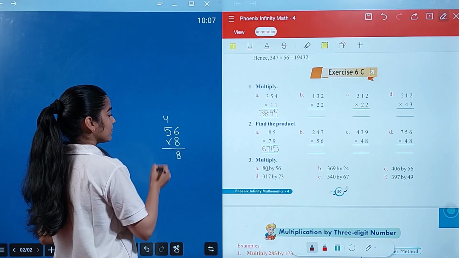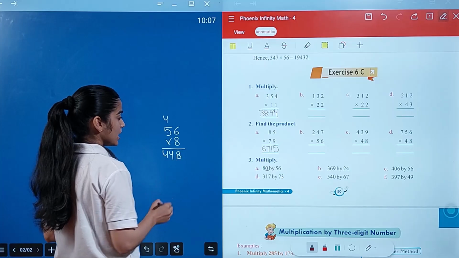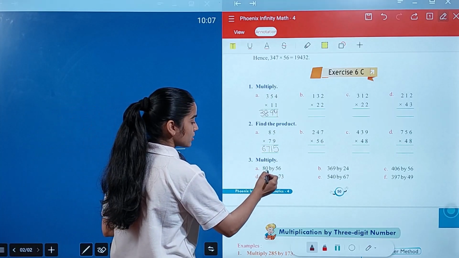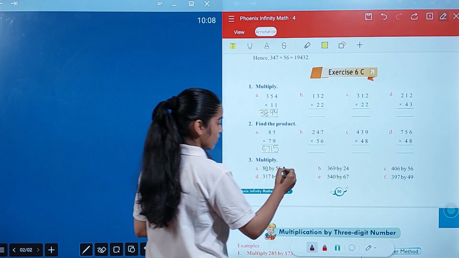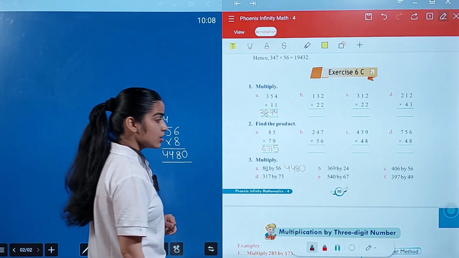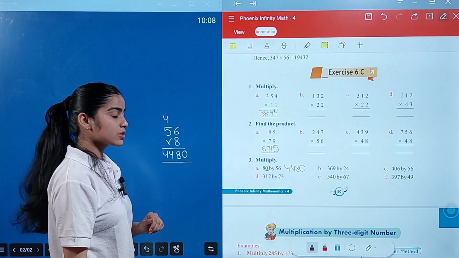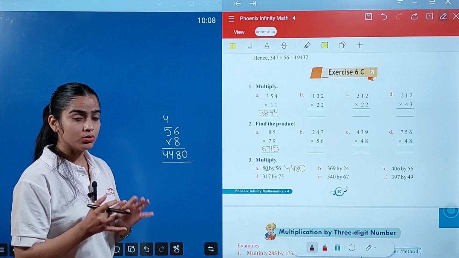8 multiplied by 5 is 40 and 40 plus 4 is 44. Then I have only the 0 here, so I just write it as it is. So this is your final answer, 4480. Okay, students. In the same way you have to solve the rest of the questions you have, and till now you can understand how you have to deal with it.